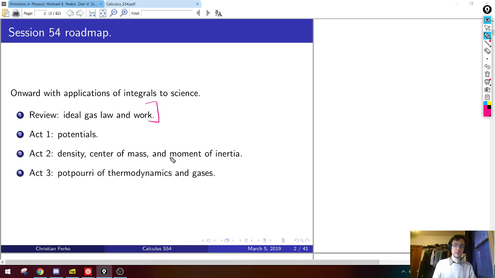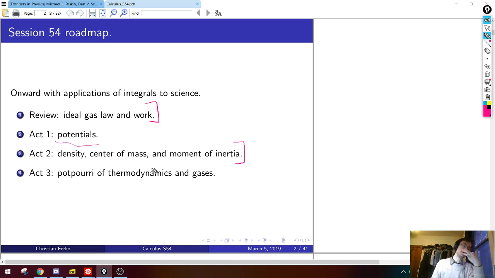I want to just go through really quickly again the two main things we did last time, which were deriving the ideal gas law and understanding work. We'll extend our understanding of work to the case with potentials in Act 1. Then I want to talk about another application to physics for objects which have non-constant density. So the density changes from point to point, so you can handle that with an integral, and closely related are center of mass and moment of inertia.